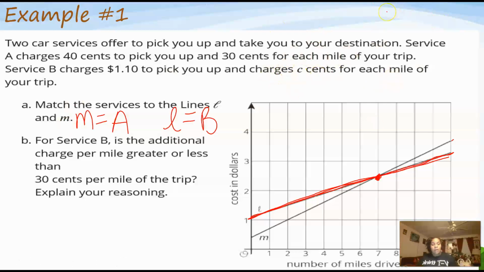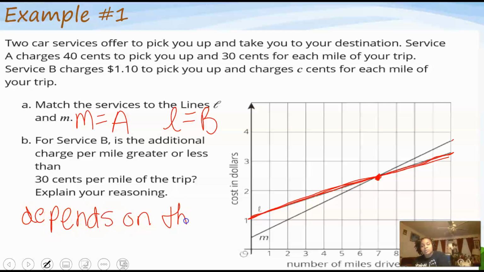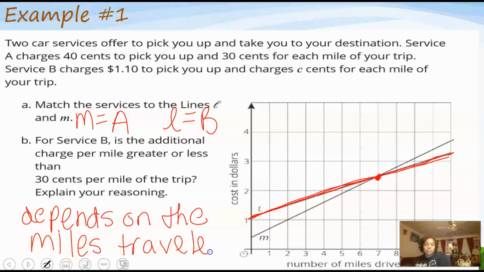I feel as if I'm going to go with, it all depends how many miles you are traveling, if you go by the graph. So once again, you've got to be able to read the graph. So here it depends on the miles traveled. Because anything less than 7 miles, company A would be your best bet. If it's more than 7 miles, company B would be your best bet. Okay?